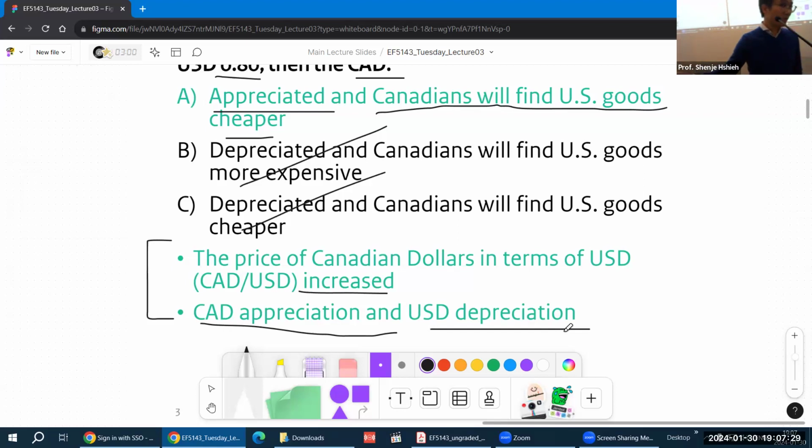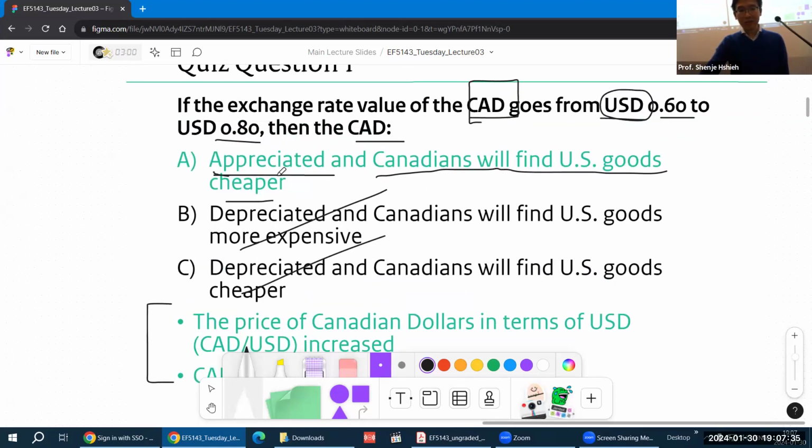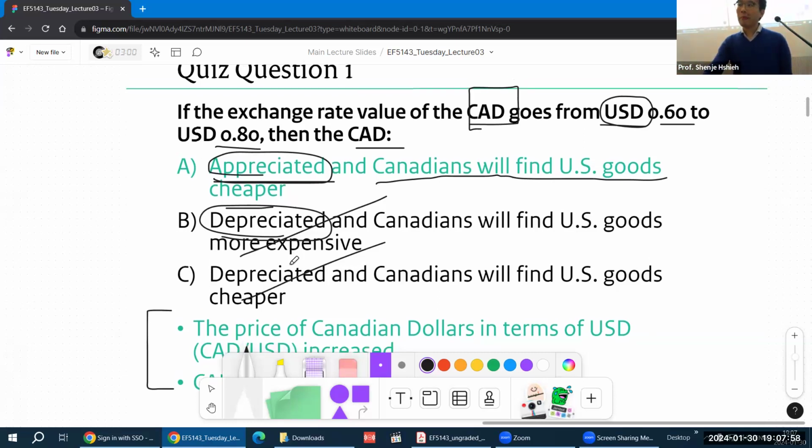I think almost everyone got this question, so I'm not going to dwell too long on this. But again, this is just practicing your understanding of the terminology. Appreciation means you can get more than before, or it requires less to buy something than before. And depreciated means your currency has gotten weaker and you need more of it to buy the same amount of assets than before. Okay, so that's question one.